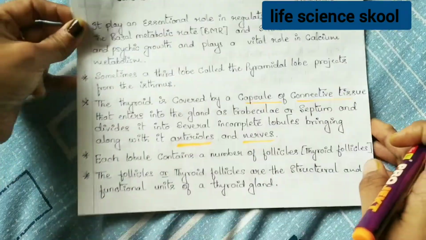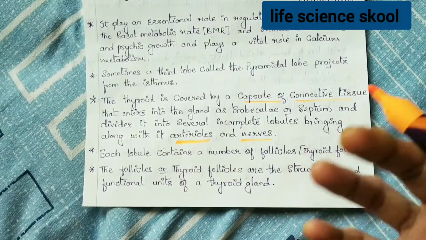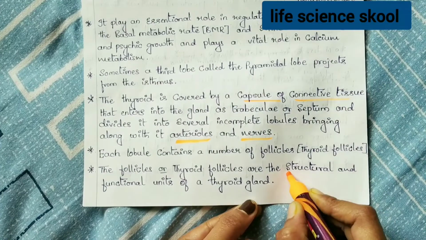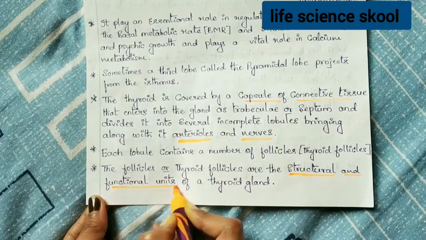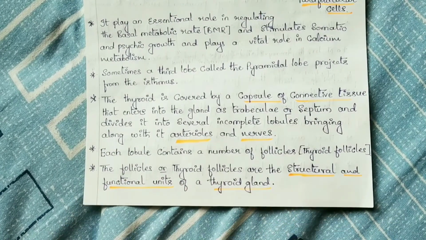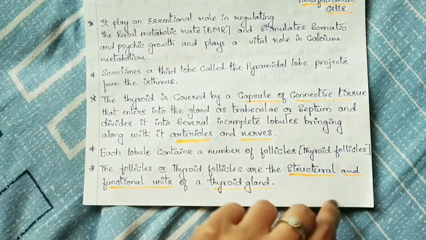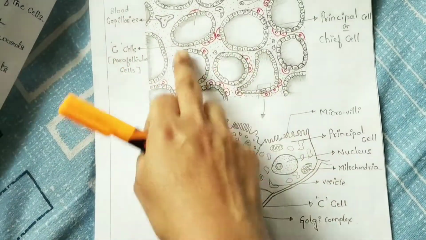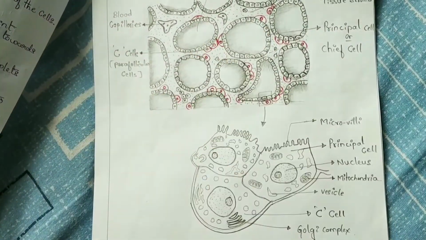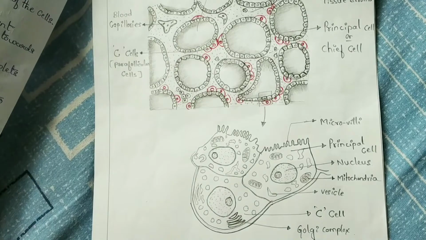The follicles, or thyroid follicles, are the structural and functional units of the thyroid. So there will be one question: which are the structural and functional units of the thyroid gland? Here the follicles, or thyroid follicles, are the structural and functional units of the thyroid gland.